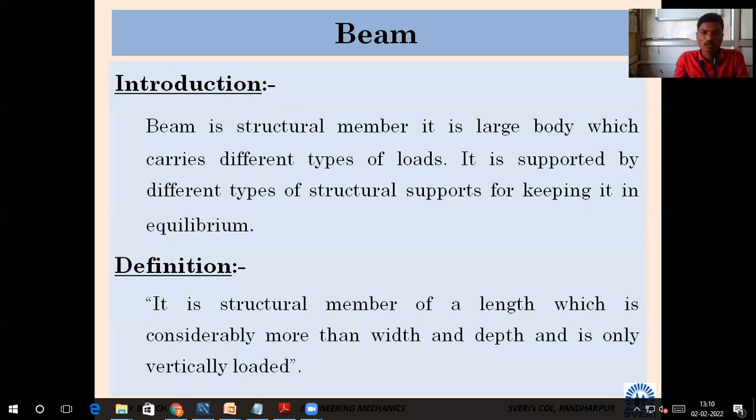Beam. We have discussed the structural beam and column. Beams are horizontal, columns are vertical. Beams are structural members, large bodies which carry different types of loads. They are supported by different types of structural supports to keep the body in equilibrium. Definition: it is a structural member whose length is considerably more than its cross section. It is a lengthy element.